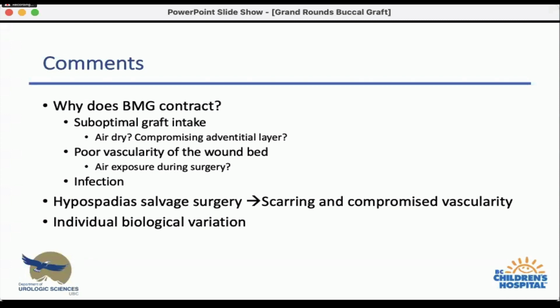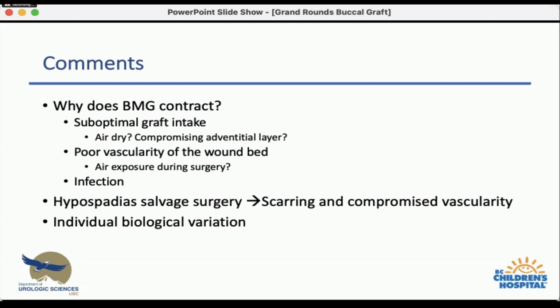Why does a buccal mucosa graft contract? Is it because there's a suboptimal graft intake? Is exposure to air while harvesting a factor? Is defatting and compromising the adventitial layer another factor? What about the poor vascularity of the wound bed? Does the air exposure during surgery have any impact? Is there any infection happening? Is there any effect on scarring and compromised vascularity when it comes to the uptake of the graft? And finally, the individual biological variation.